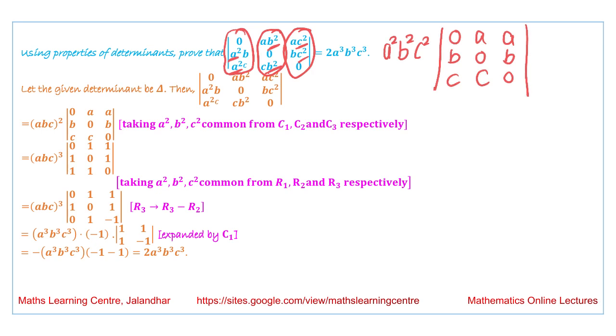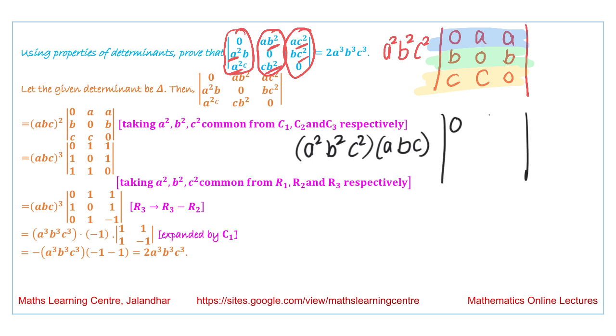Now look at this first row over here, we can take a common from this, from second we can take b common, and from third row we can take c common. So this value we are writing it is a square b square c square is already there. We are left with 0 1 1, 1 0 1 and 1 1 0. Next, if we look at these two rows over here, with the help of this 1 we are going to make this term 0.